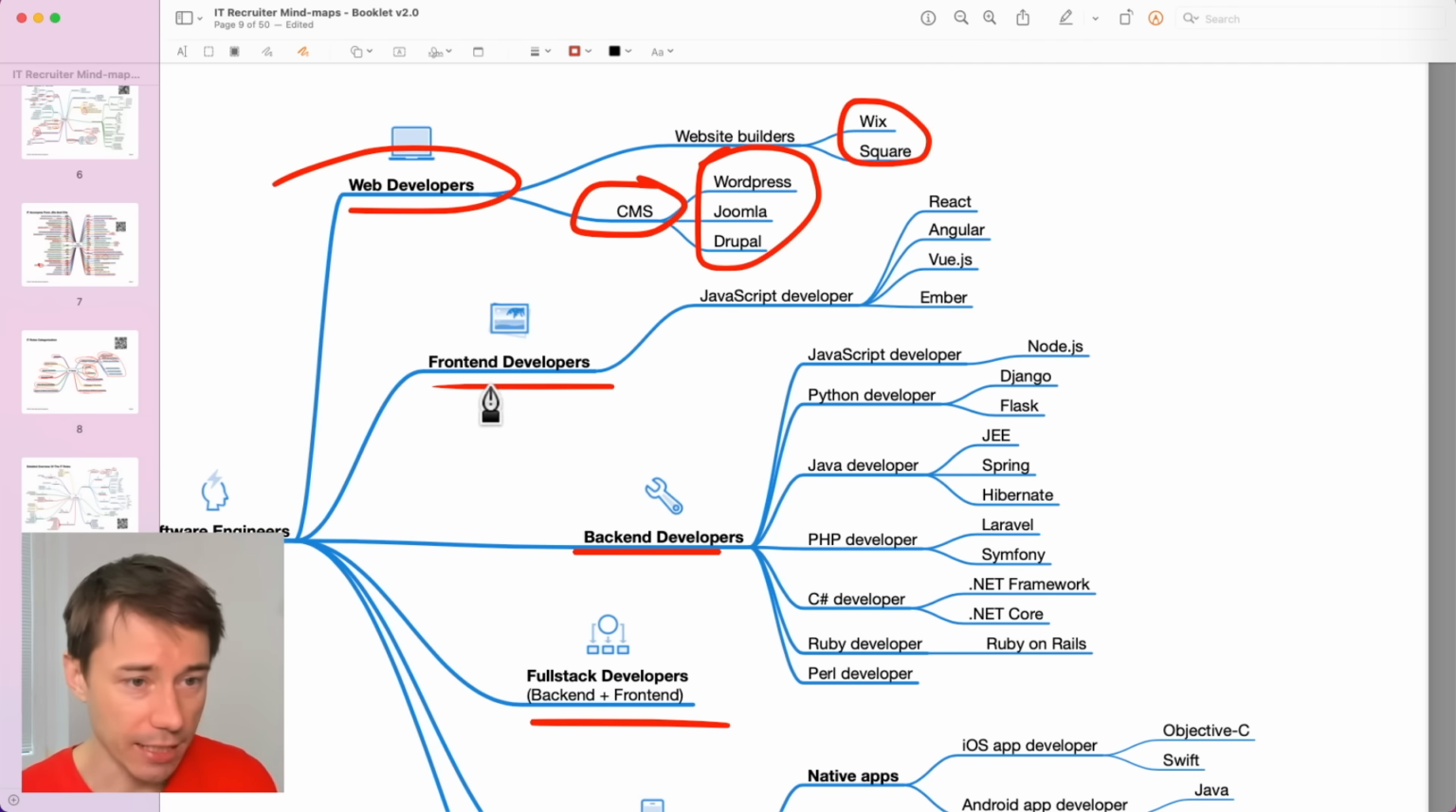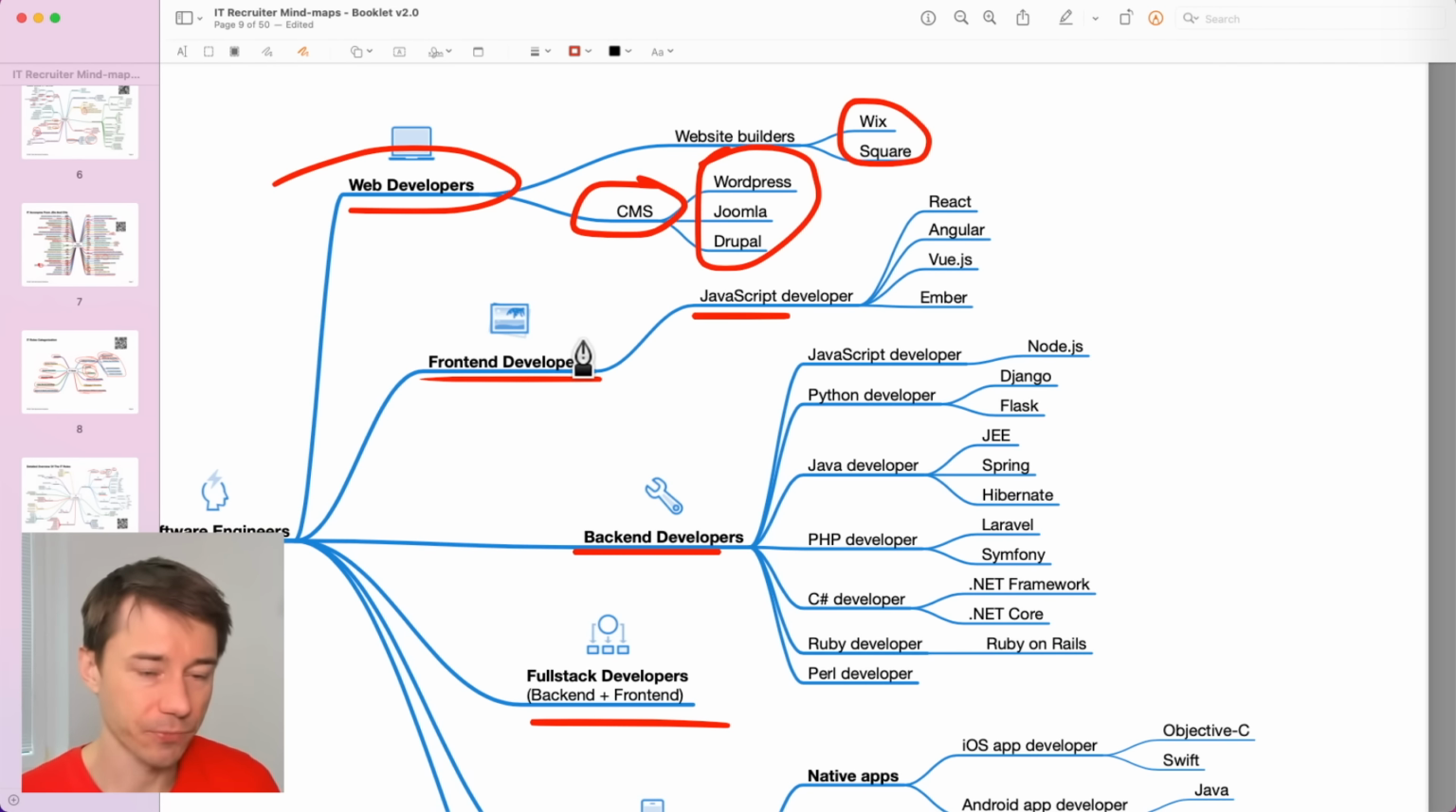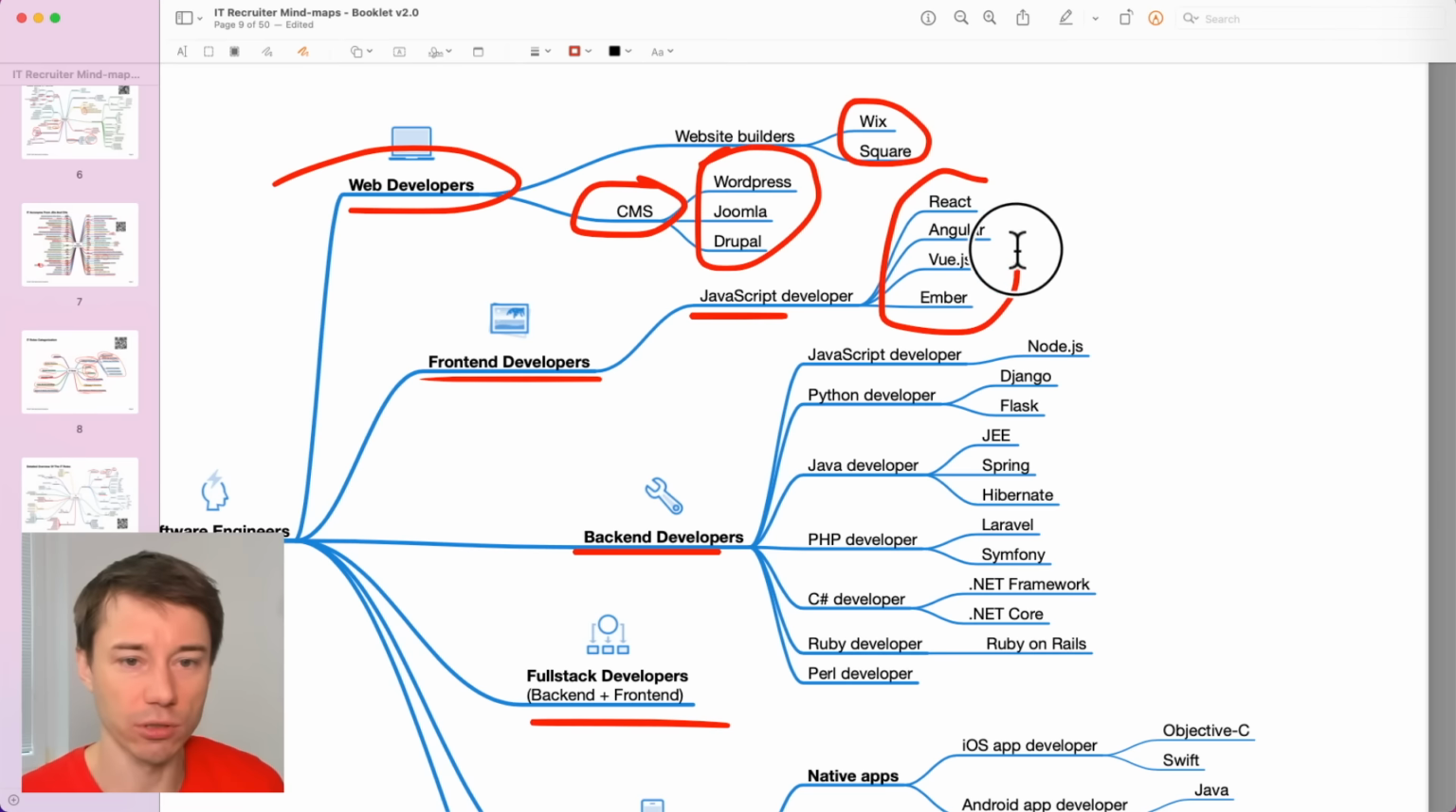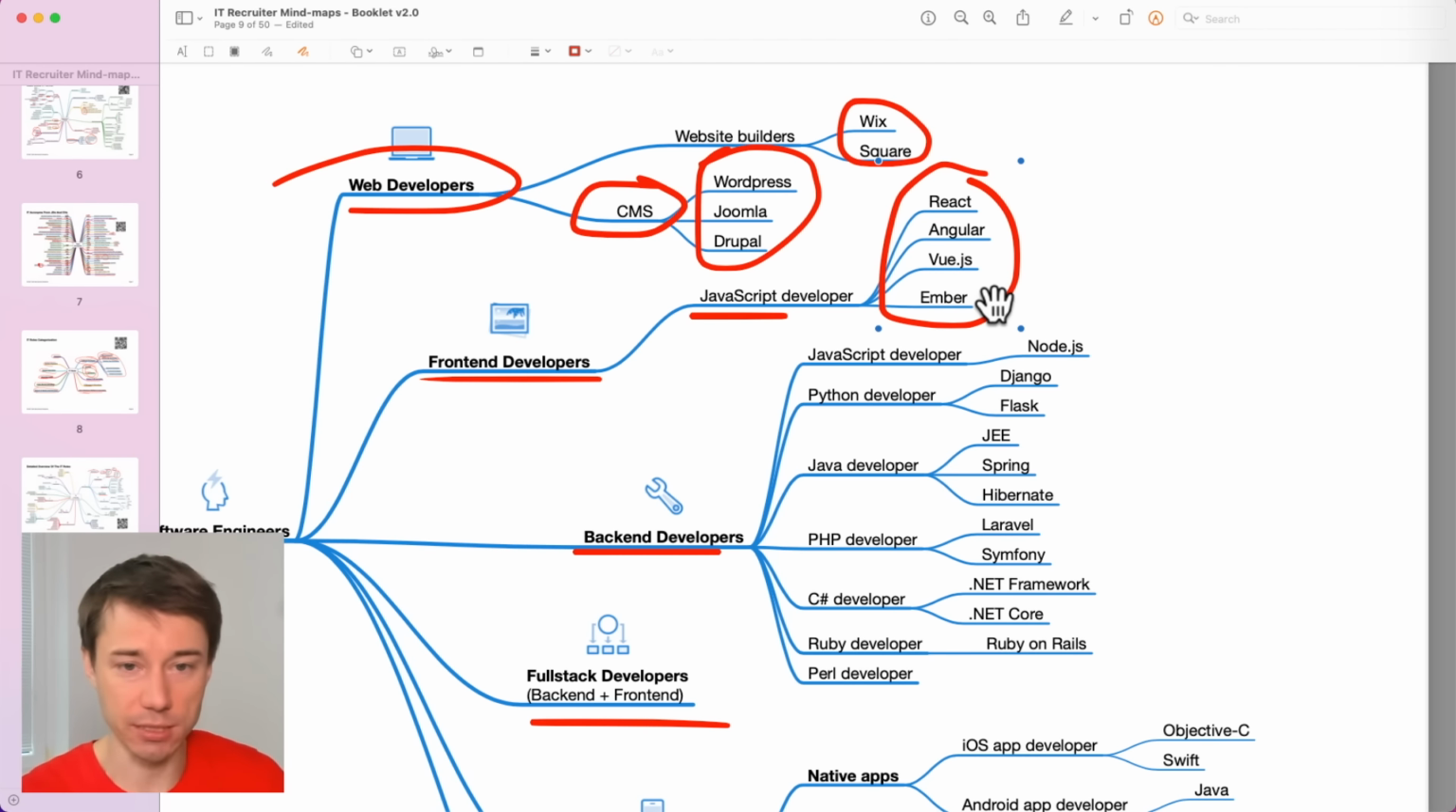But front-end developers, as we can see here, need to use some programming language. For example, JavaScript or TypeScript. You will see on another map the slight difference between JavaScript and TypeScript. But for now, let's just simplify it so you are not too confused, because TypeScript is built on top of JavaScript. But anyway, JavaScript is a programming language, and React, Angular, Vue.js, Ember are some related frameworks that these IT professionals use.